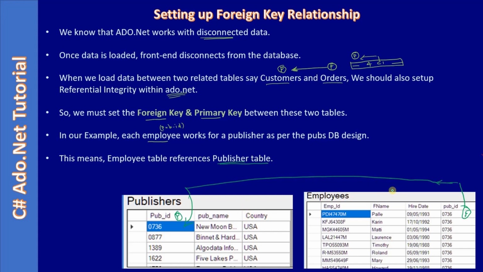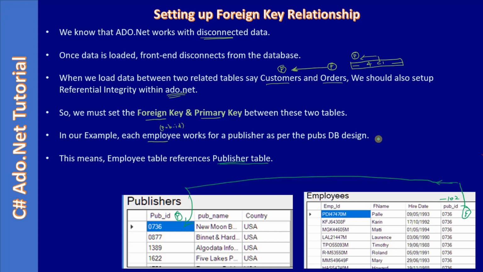So by setting up the primary foreign key relationship in the ADO.NET front end itself, we can avoid the referential integrity violation. Say for example, here publisher ID is 1736. If I enter publisher ID as -102, definitely that column will not be here in the publisher. So such an error entry can be avoided in the front end itself by setting the primary and foreign key relationship.